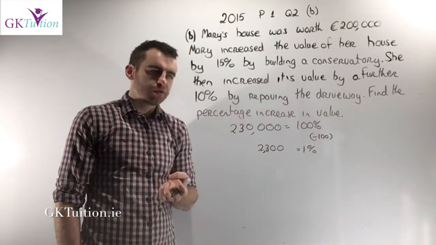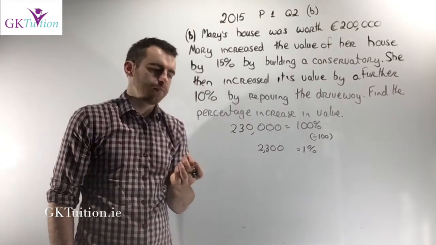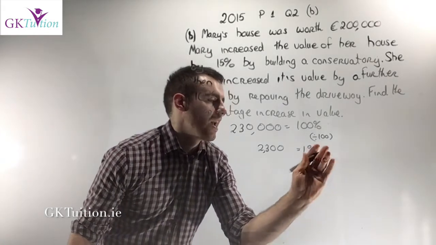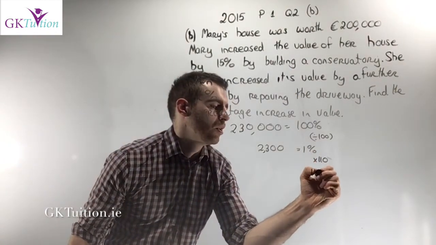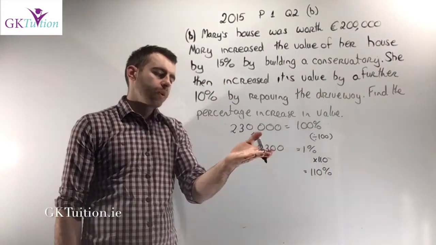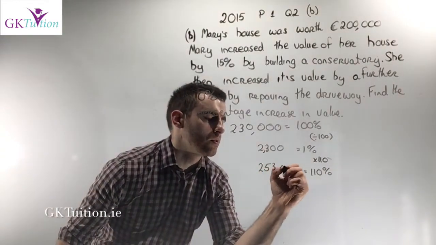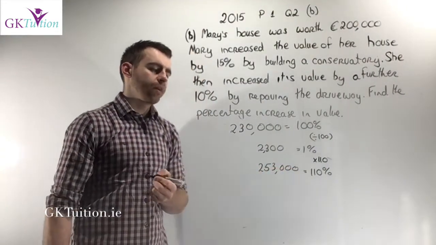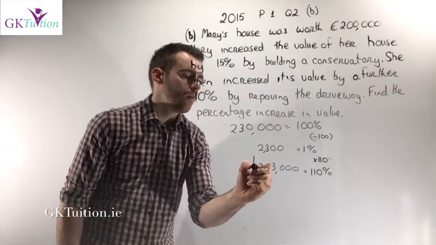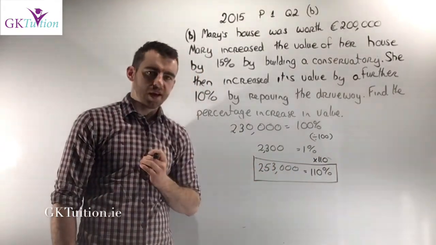After she's repaved the driveway, the house is worth 110% of what it was worth. So if I know 1%, I want to multiply both sides by 110. If you multiply the right hand side by 110, you end up with 110%. If you multiply 2,300 by 110, you're going to get 253,000. So I know that after she's repaved the driveway, the house is worth 253,000. So that's the final value of the house. The final value of the house is 253,000.